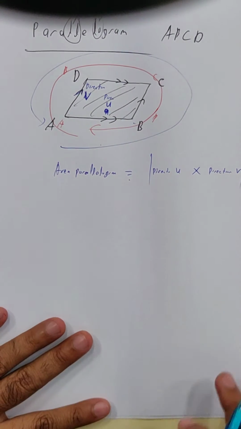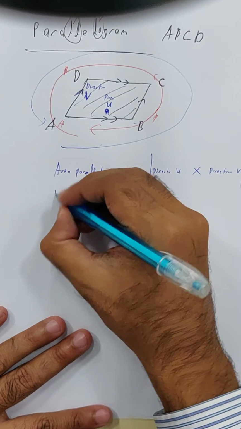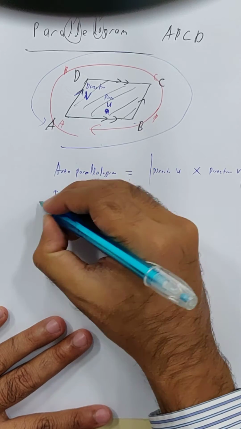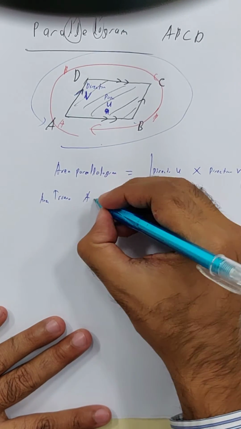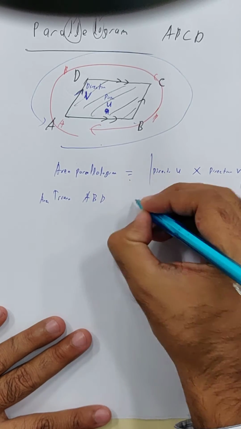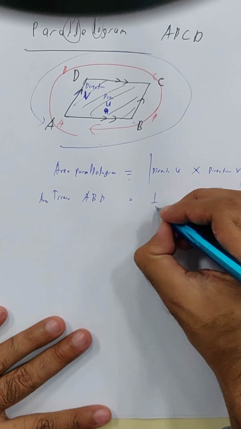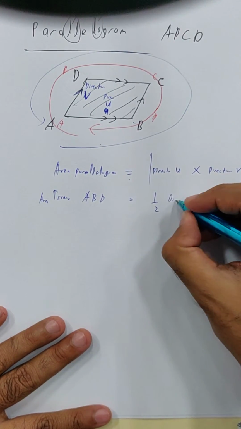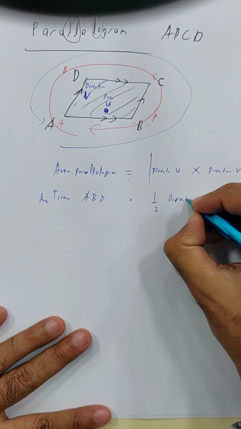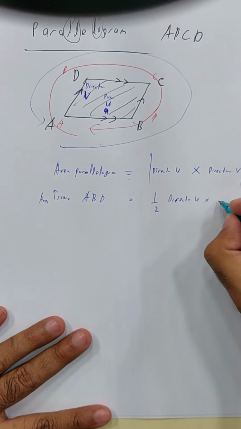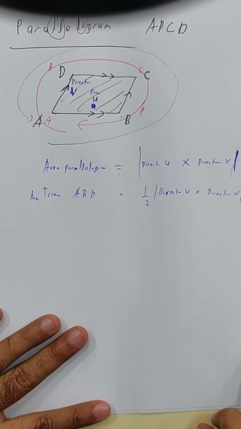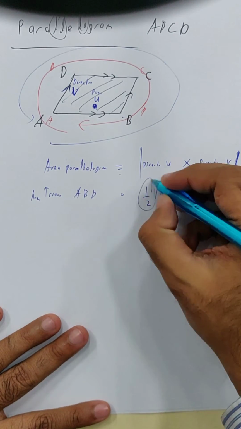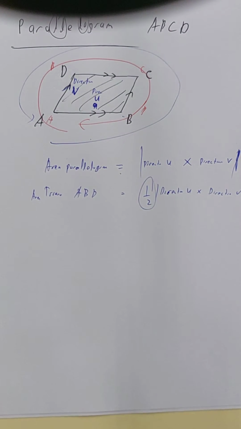What about a triangle? ABD. Then you do one over two, direction U cross direction V. Half. It's a normal thing. A triangle is always half.